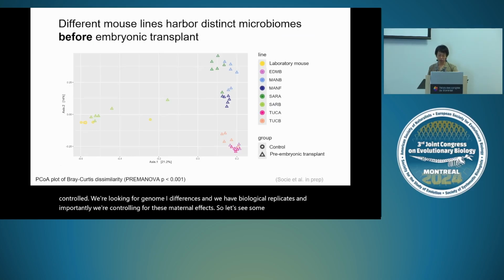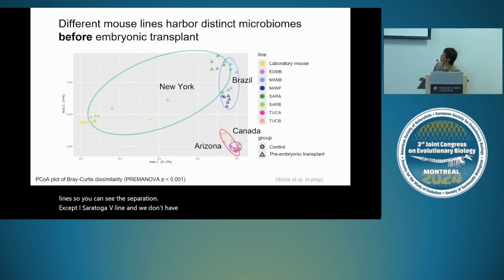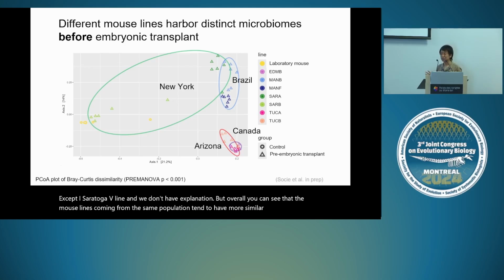Here I'm showing you the difference between lab lines and wild-derived lines before embryo transplant. The dots in yellow are the lab mice microbiome, and all the triangles are the wild-derived lines. You can see the separation except the Saratoga B line, and we don't have an explanation. But overall, you can see that the mouse lines coming from the same population tend to have more similar microbiomes. This is not surprising; this is what we know from our previous work.